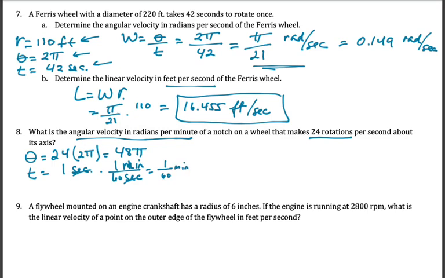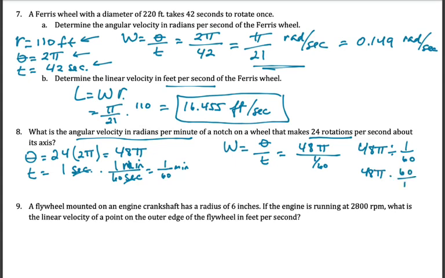Okay, so we are going to try to find angular velocity, which is theta divided by time. So 48 pi divided by 1/60th. If you think about that, if you do 48 pi divided by 1/60th, that's the same thing as saying 48 pi times 60 over 1. So that ends up multiplying out to be 2,880 pi radians per minute.